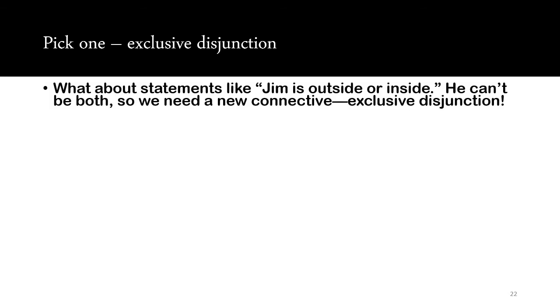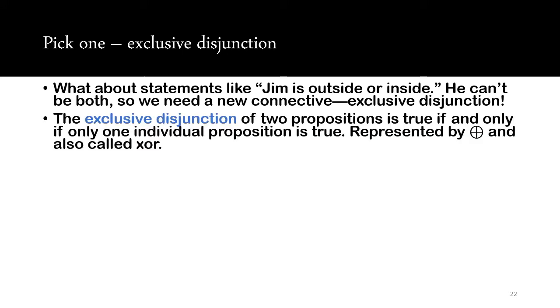Okay? So, we're going to explain exclusive disjunction. Because we have statements like Jim is outside or inside, but he can't be both. So we need a new connective. Exclusive disjunction. The exclusive disjunction of 2 propositions is true if and only if only one individual proposition is true. This is represented by a plus in a circle and called XOR.